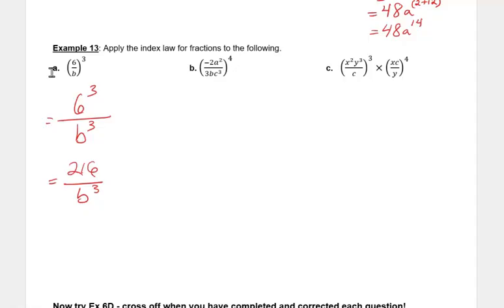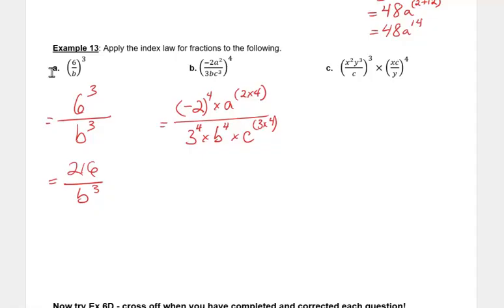Now, I've got negative 2a squared over 3bc cubed, all to the power of 4. Oh boy. So everything here has to go to the power of 4 individually. Negative 2 has to go to the power of 4, and we keep it together as a negative, not that it would matter in this case, times a to the power of 2 times 4, because we're raising to a power. And then on the bottom, we've got 3 to the power of 4 times b to the power of 4 times c to the power of 3 times 4.